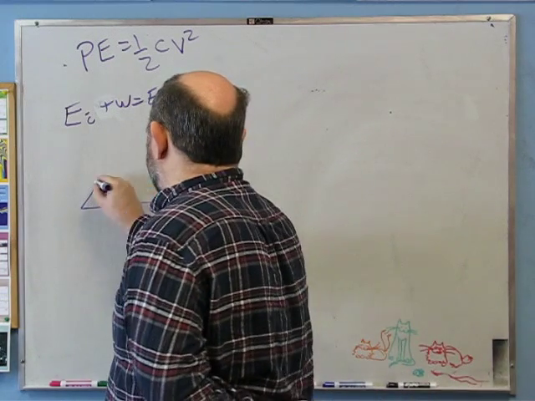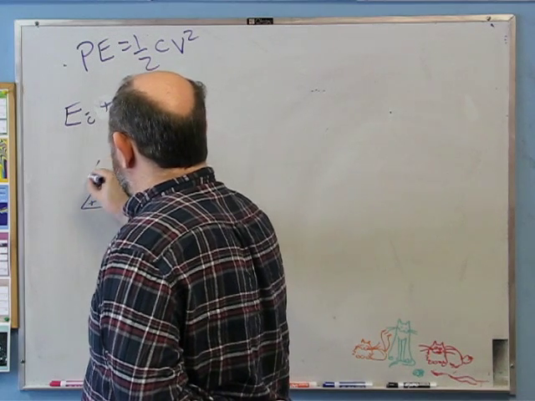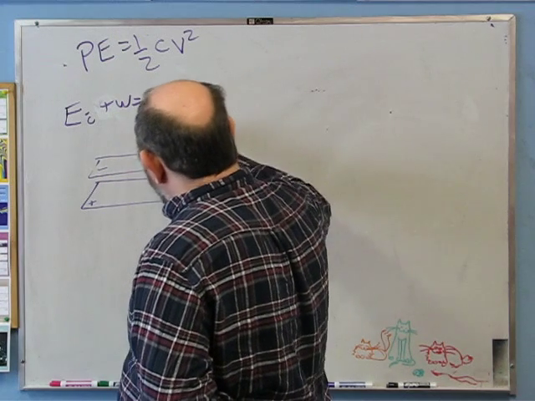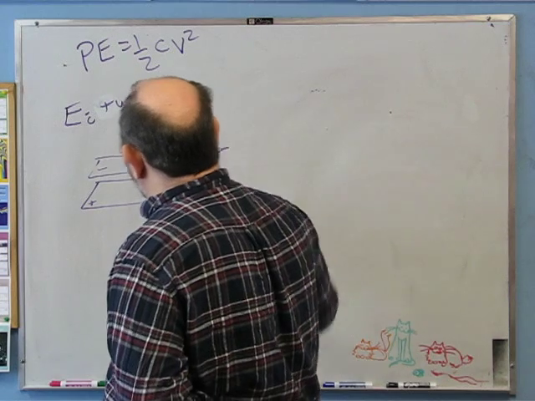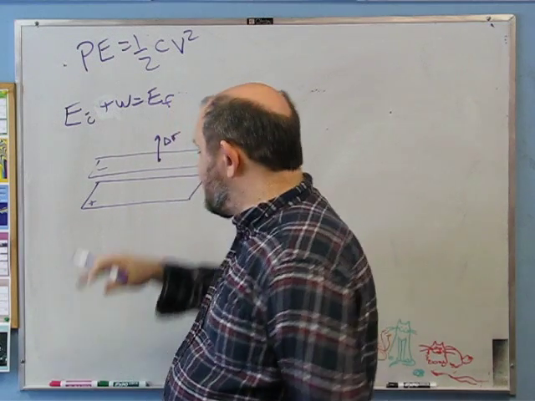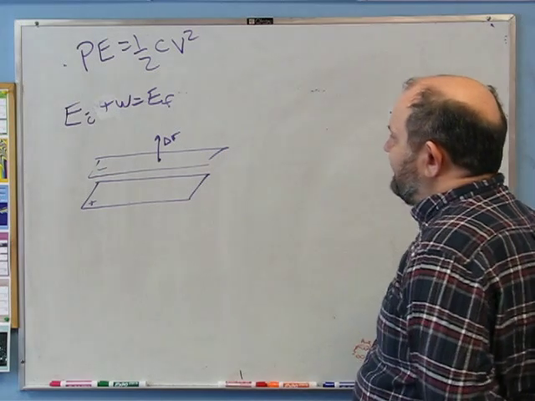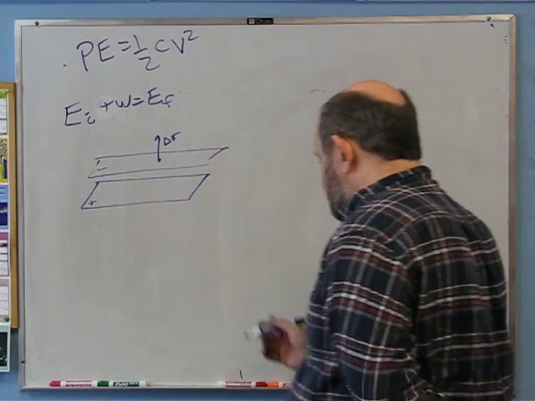So what we have is one parallel plate capacitor, we'll say has a positive charge, and another parallel plate that has a negative charge. And I want to think, if I want to move this over some distance, delta R, how much work does it take for me to pull this thing apart? Okay. Well, let's figure that out. And here's the way you can figure that out.